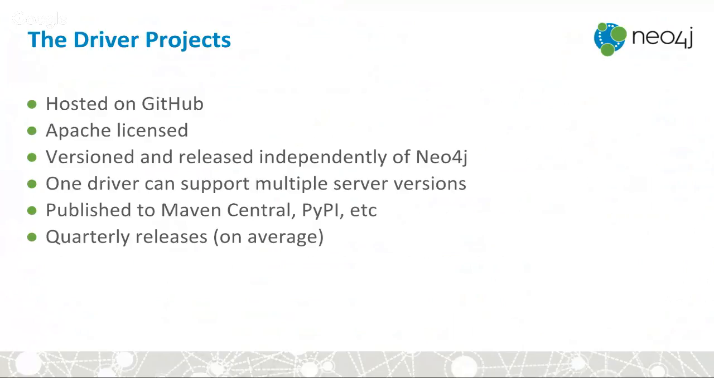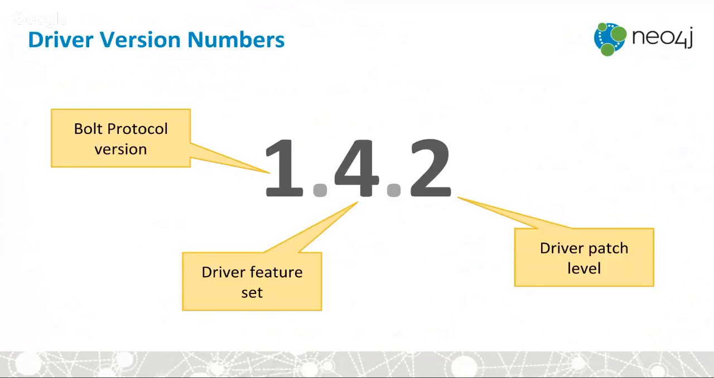The drivers can support multiple server versions, and they're the series of drivers that are compatible with a particular series of the server, allowing for easier migrations and upgrades. And we push the drivers to where you'd expect to find them for your particular language ecosystem. The driver version numbers then have a little meaning hidden inside them as well. So the first part, the major version number, aligns with the version of the Bolt protocol that's operated underneath. There's a feature set that's represented by the minor version number, and the patch level, as you'd expect, in the patch number.